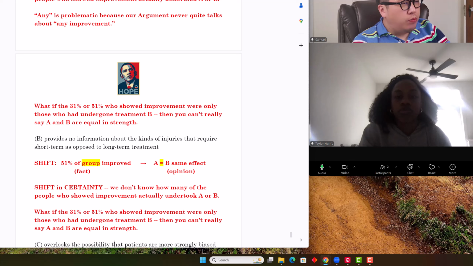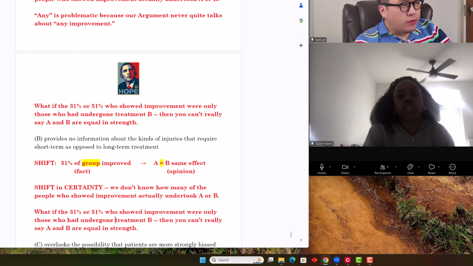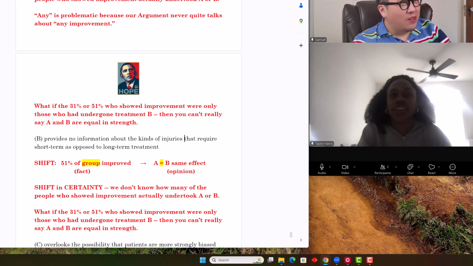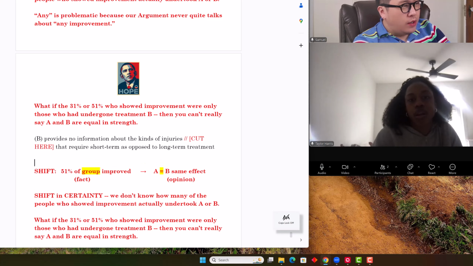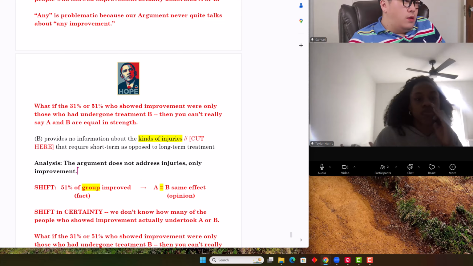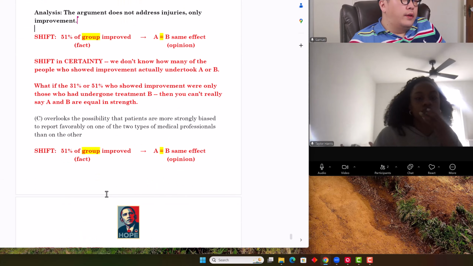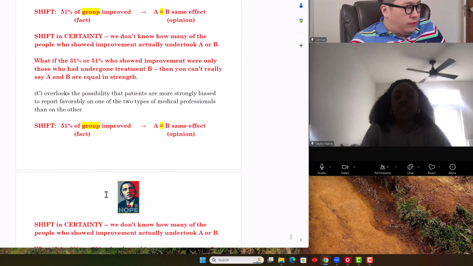So we can cut B, please. "Provides no information about the kind..." Why? Oh, love it. Beautiful. Can you please highlight "kinds of injuries" and then right here, write the analysis? Excellent.